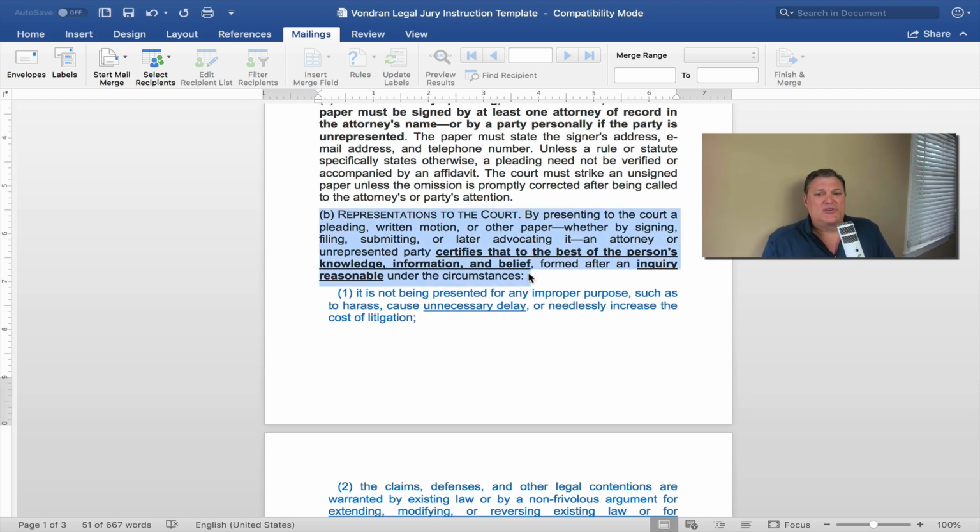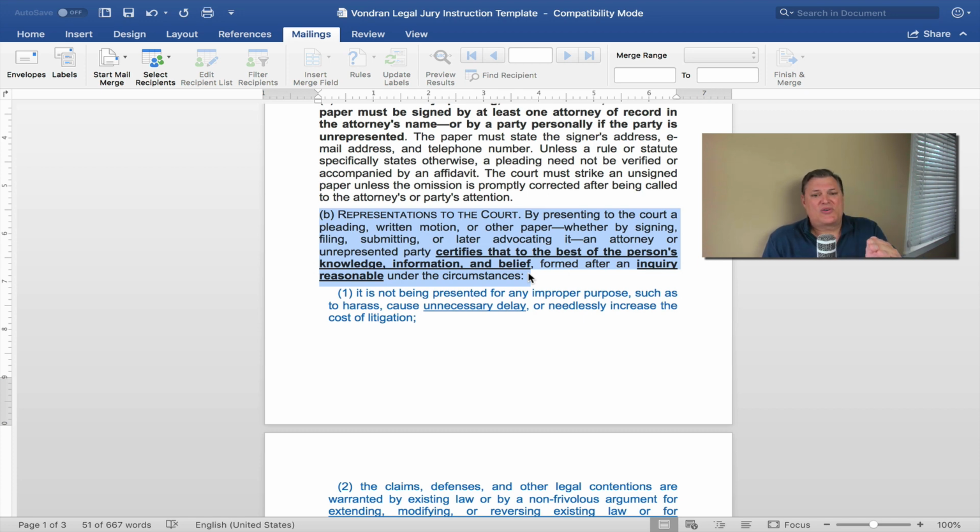By presenting to the court a pleading, written motion, or other paper, whether by signing, filing, submitting, or later advocating it, an attorney or an unrepresented party, that's our improper parties, certifies, listen to that, certifies that to the best of the person's knowledge, information, and belief, formed after an inquiry that's reasonable under the circumstances, you're making certain certifications. Okay, so bear this in mind.